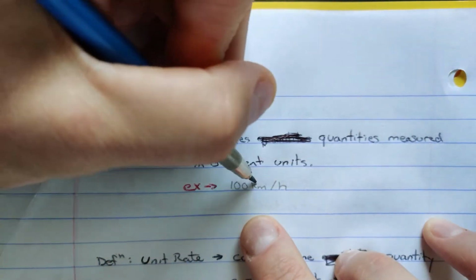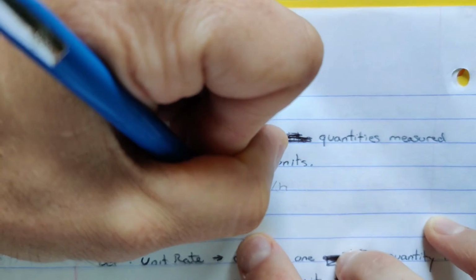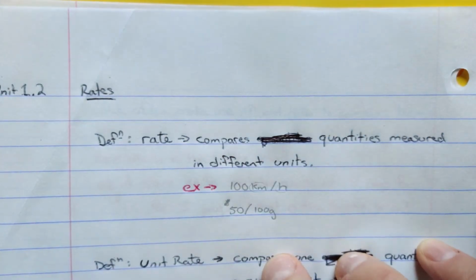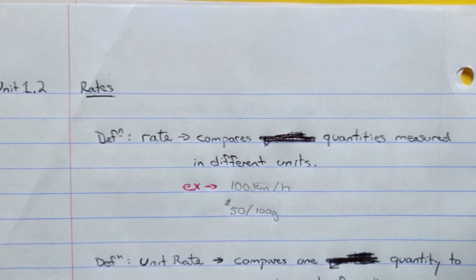100 kilometers per hour. We're comparing 100 kilometers, units of kilometers, to 1 hour. $50 per 100 grams could be another thing. We have the units of dollars and grams. So we're looking at things that just have different units.